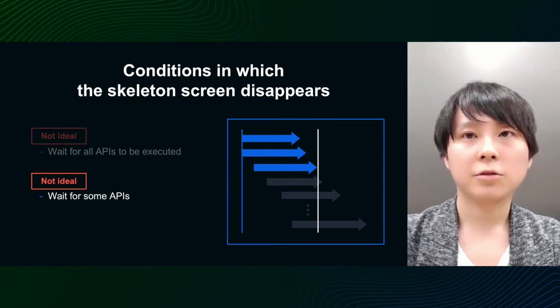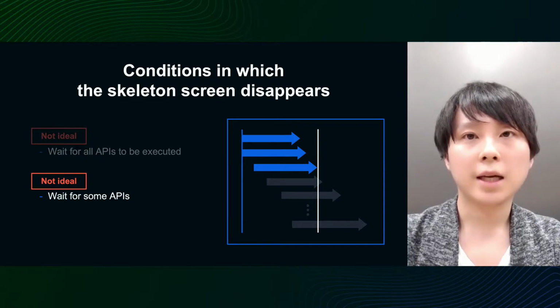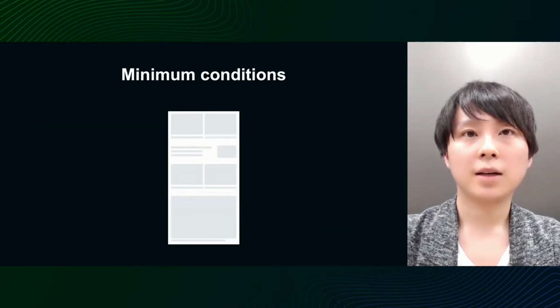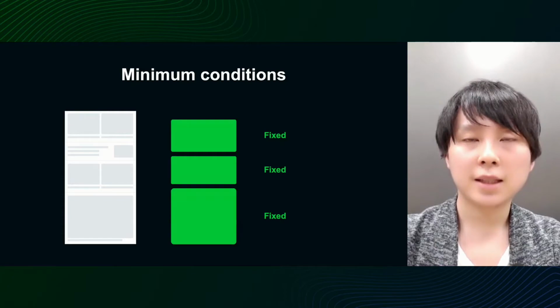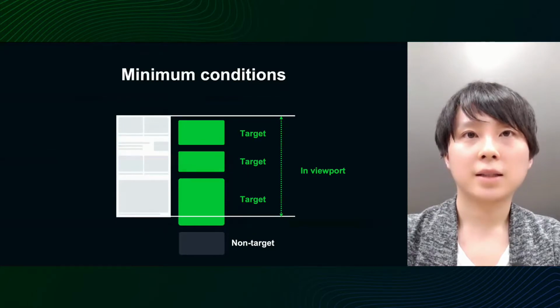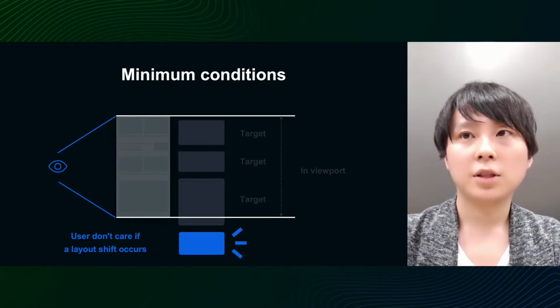In the first place, if the layout shift does not occur, the skeleton screen can be released. But what is the minimum requirement for the layout shift not to occur? This is when each component behind the skeleton screen that covers the entire screen finishes drawing and its height is fixed. In other words, this is when the height of the component entering the screen or viewport is fixed. This is because if a layout shift occurs outside the viewport, the user will not recognize it and it will not be a problem.